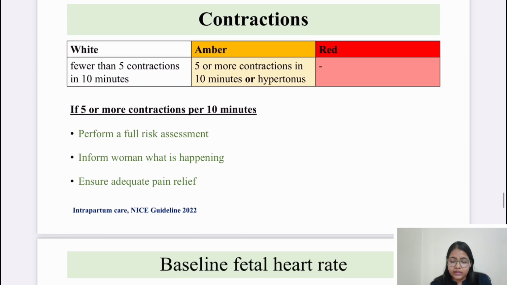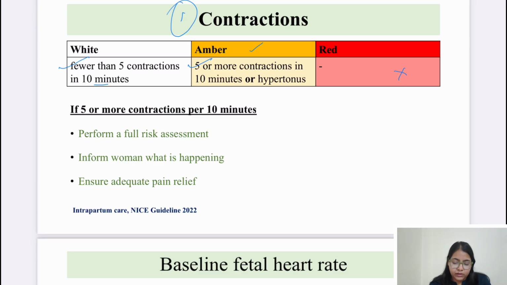Now, contraction. I have told you 4 features. First one is contraction. When will you say that contraction is falling in the white category? If there are fewer than 5 contractions in 10 minutes. If there are 5 or more contractions in 10 minutes, which is known as hypertonic, then we put it in the amber category. There is no red category in contraction.